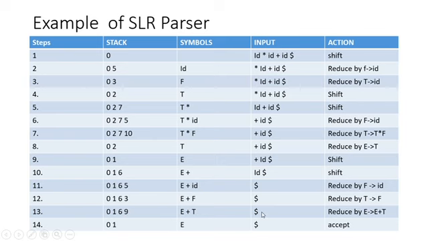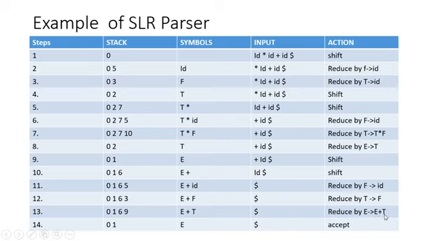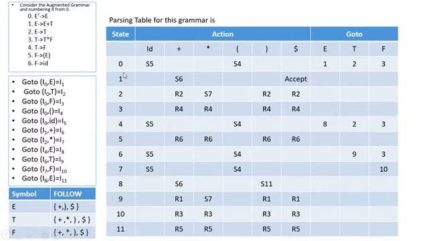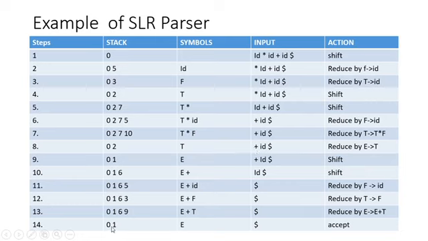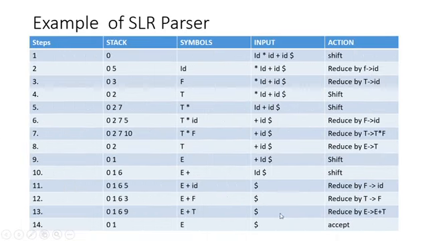Again 9 with dollar, look at 9 with dollar. 9 with dollar, it is a reduce 1, so it is E derives E plus T, which is 3 symbols, so you remove 3 things from the stack, 1 2 3, exposing 0. So 0 with E gives you 1, so it is written as 1. Again you compare 1 with dollar, and it is accepted. So that is why we have the acceptance here. This is how the entire thing works for an SLR parser.